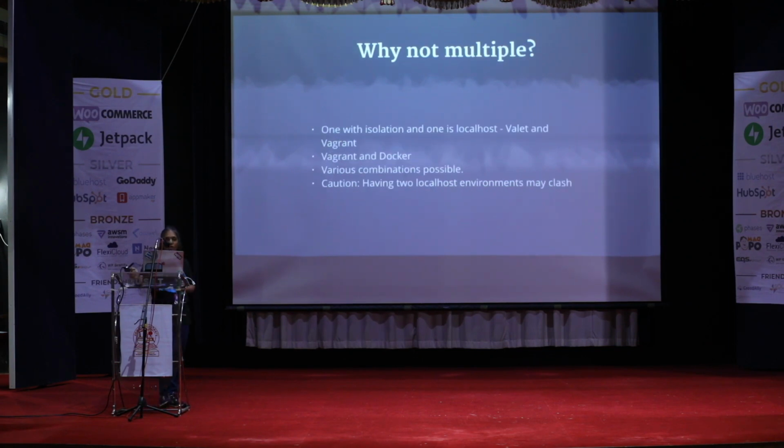So, why not have multiple environments? One with isolation, one with localhost. Can they coexist? Yes. But the same problem with the local environments, they can break, but there might be certain cases where you need to use something coexisting. Vagrant and Docker, yes. Various combinations are possible, but you can approach it with the caution that having two localhost environments may cause a clash, but having two different isolated environments will work. I work like that. Local and VDB I use exclusively.